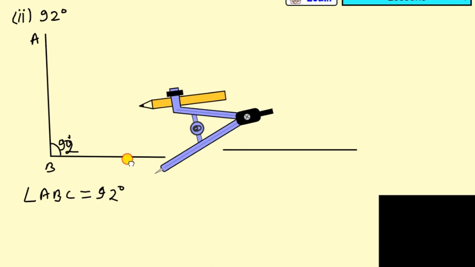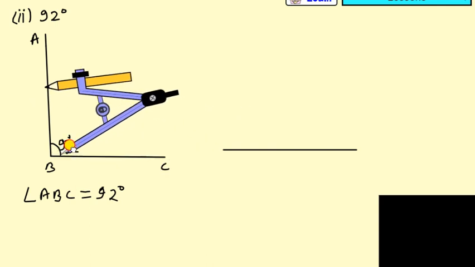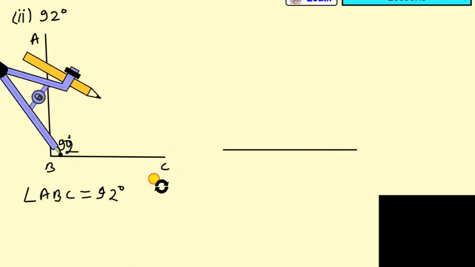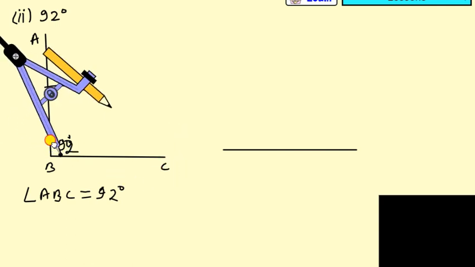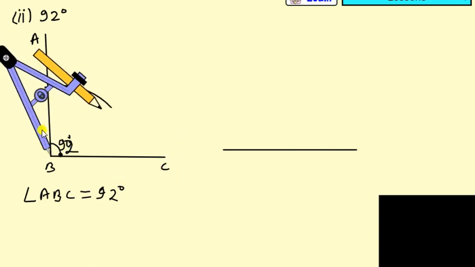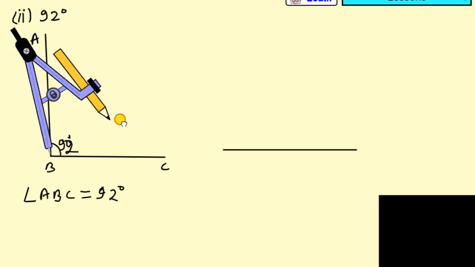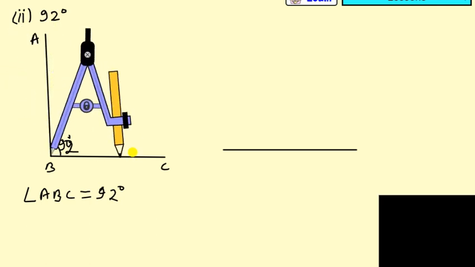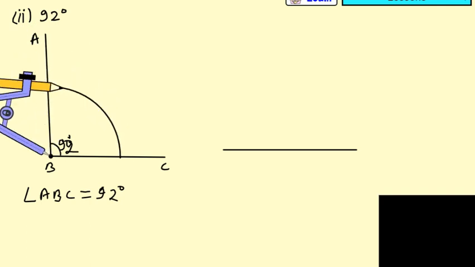So now measure this angle. It may be 65 or not. So with the help of protractor you can measure this angle. You can see it is 65 degrees. It is very clear that it is 65 degrees. So you can do very well. Now come to the second part of this question, and that is the 92 degrees.